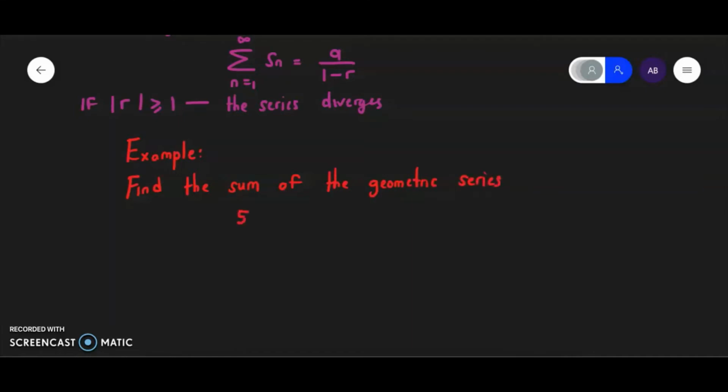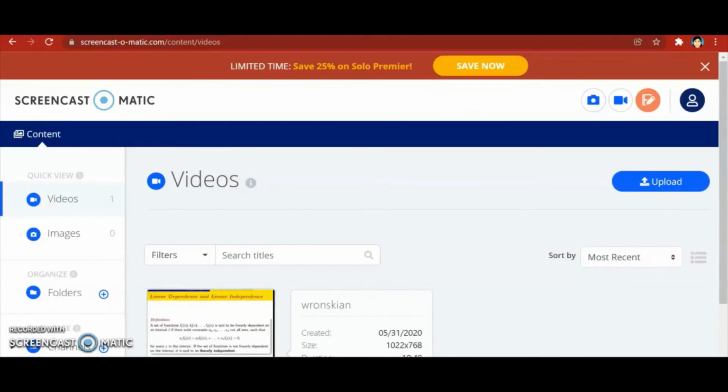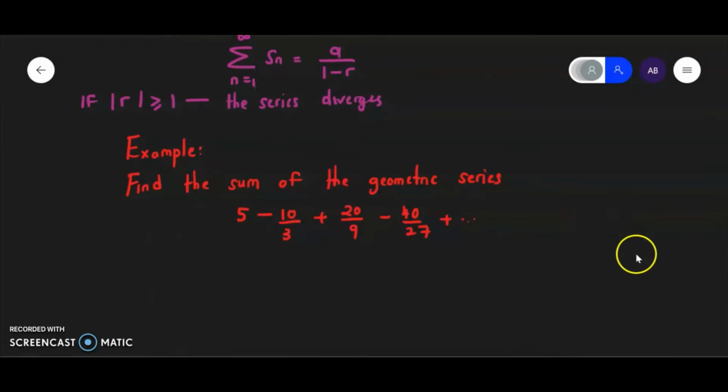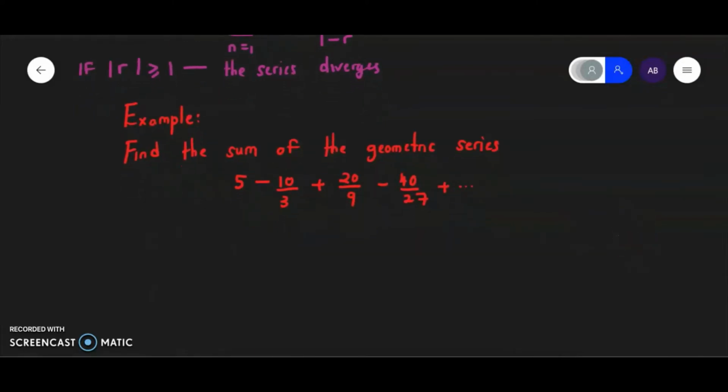Okay, so this is given 5 minus 10 over 3 plus 20 over 9 minus 40 over 27 plus dot dot dot. Okay, so what can we say from the series here? I can say that this is my A, right? So if I arrange this in terms of geometric series, this is what I have: A plus AR plus AR squared plus AR cubed.